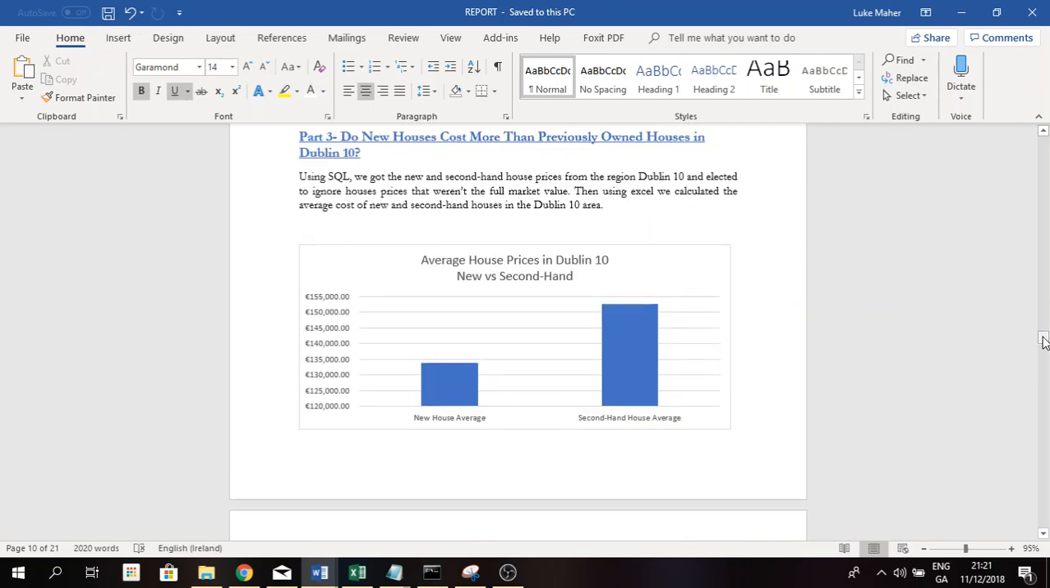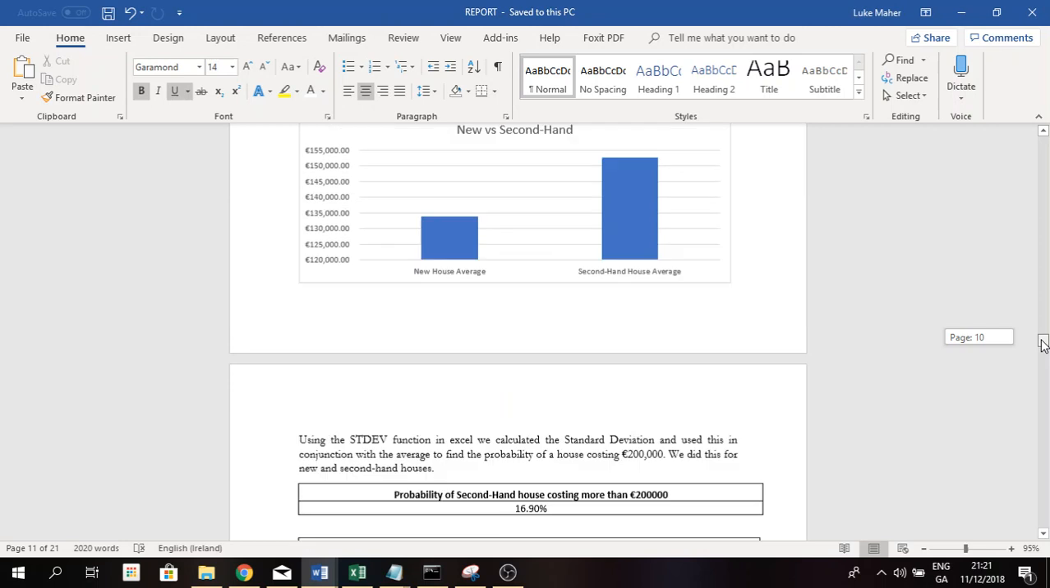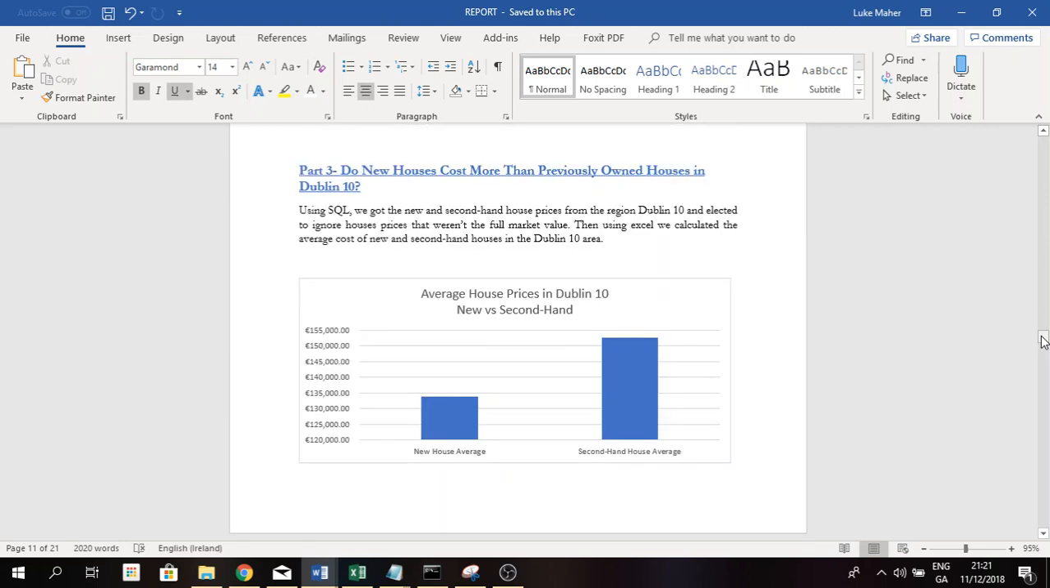So for part 3, we got the average house prices in Dublin 10 for new and second-hand houses. And this was a bit awkward because in the actual data we have, in the Dublin 10 region, there's only 4 houses that are newly built, while there's 518 that are being sold second hand. So the data isn't great, but we had to work with it.